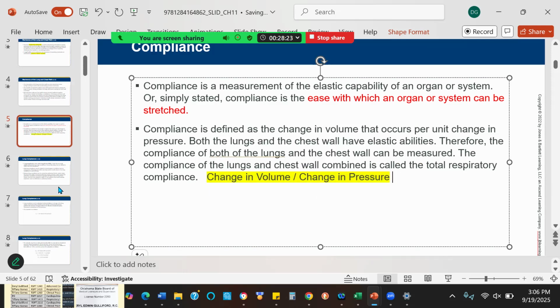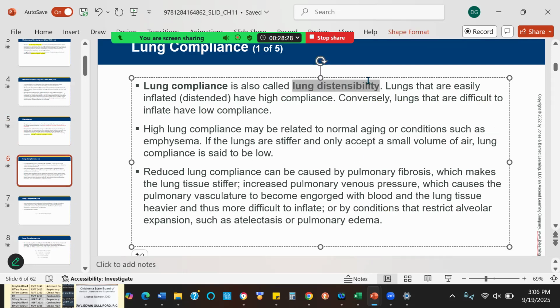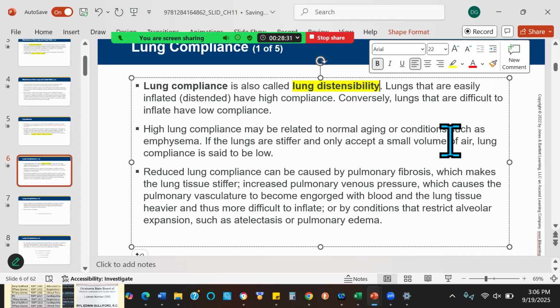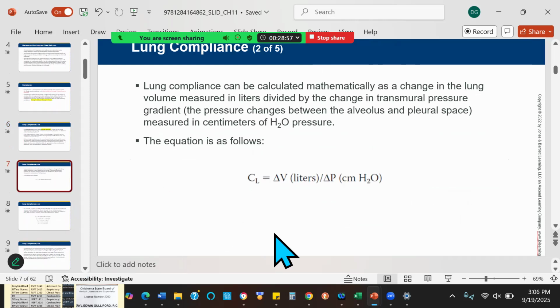We've got dynamic and static compliance. Compliance is also known as lung distensibility. It's how easily the lungs inflate. I bet you've noticed when you take a brand new balloon out of a bag, it's hard to get that balloon to start inflating. You really have to work to get it to start. But once it starts, it inflates pretty easily after that. So that's what we're talking about. That balloon right out of the pack is low compliance. But once the lungs are partially inflated, or once the balloon's partially inflated, it gets much better compliance.